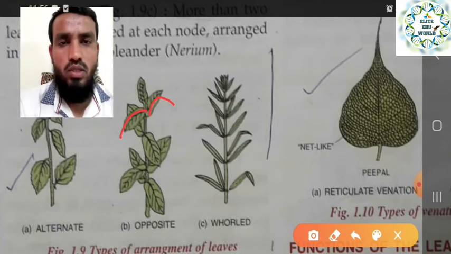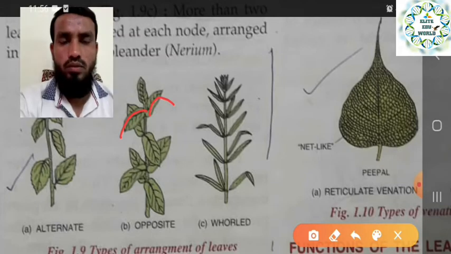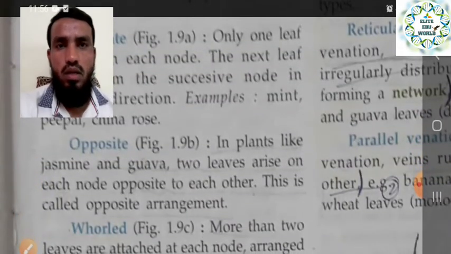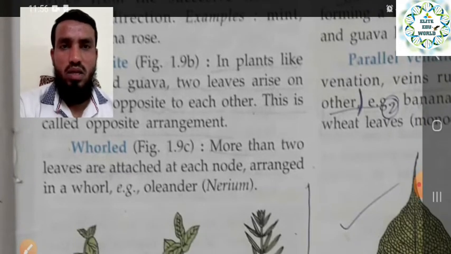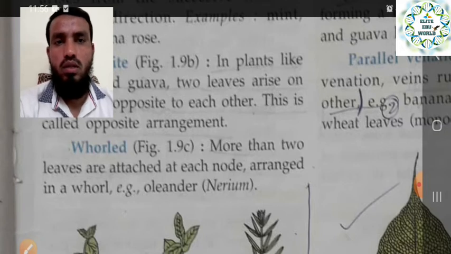Before, we have seen each node with only one leaf in alternate, but in the opposite example we have seen nodes having 2 leaves that are opposite to each other. So that is why it is given the name opposite arrangement of the leaves. On the basis of the arrangement we are looking at different kinds of plants with different leaves. Now the third one is whorl.